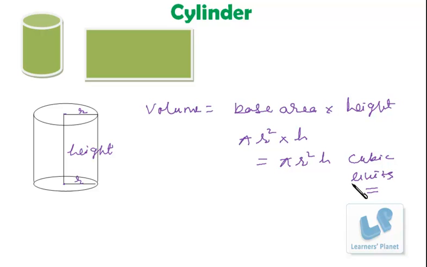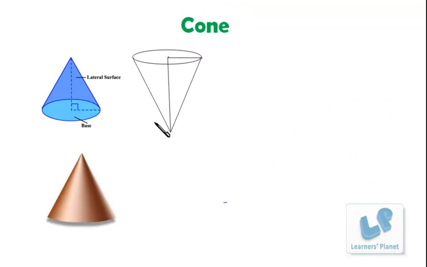Okay, so we discussed area, different areas and volume of a cylinder. Now let's take the other shape. Friends, let's now discuss a cone. You can see various cones over here.